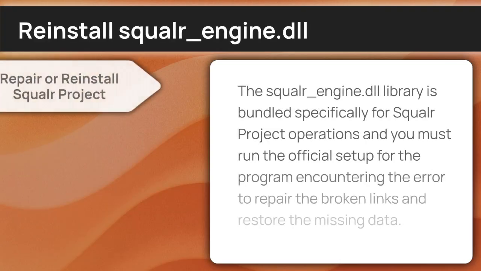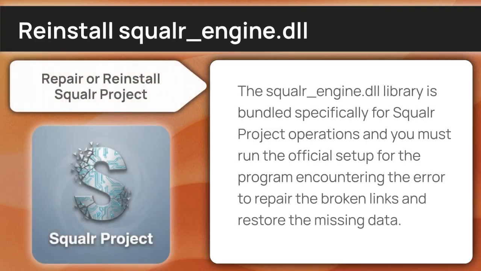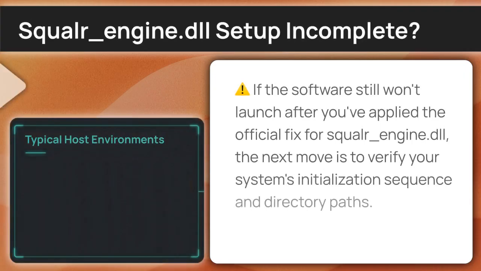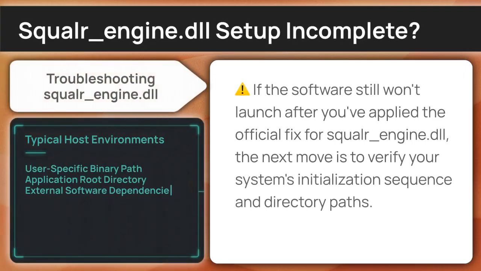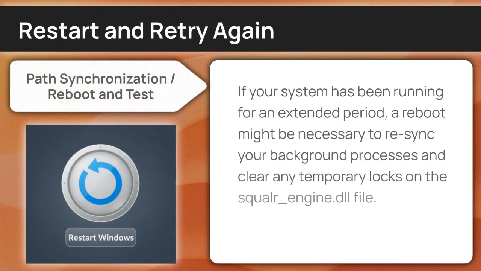The Squalr Memory Engine DLL library is bundled specifically for Squalr Project operations, and you must run the official setup for the program encountering the error to repair the broken links and restore the missing data. If you're still seeing the missing file notification, we should attempt to force a synchronization between the software and the OS. A standard reboot clears out temporary memory conflicts and gives the Windows loader another chance to properly register the Squalr Memory Engine component during startup.